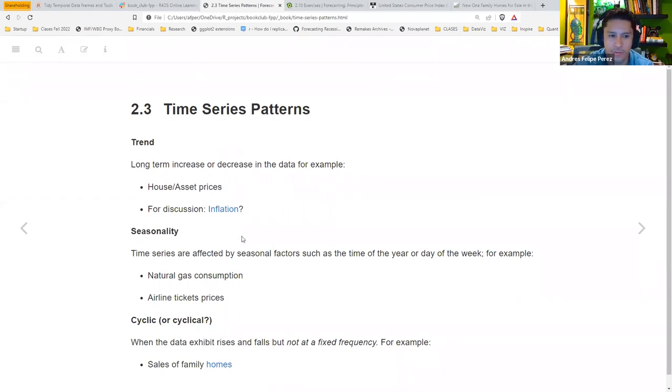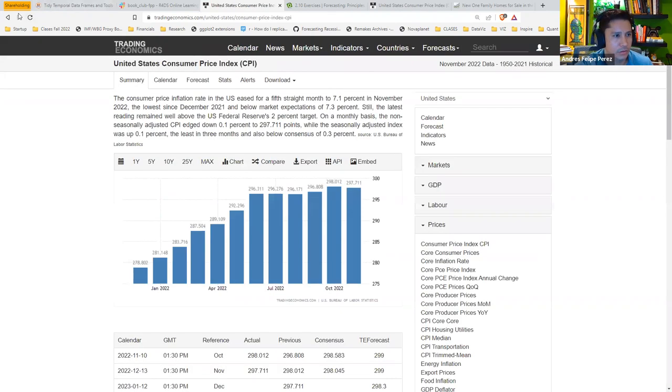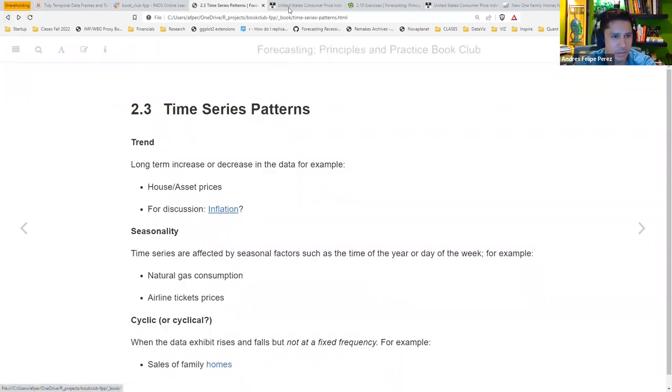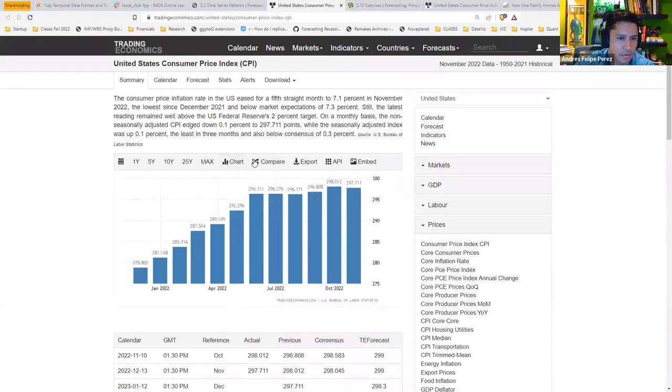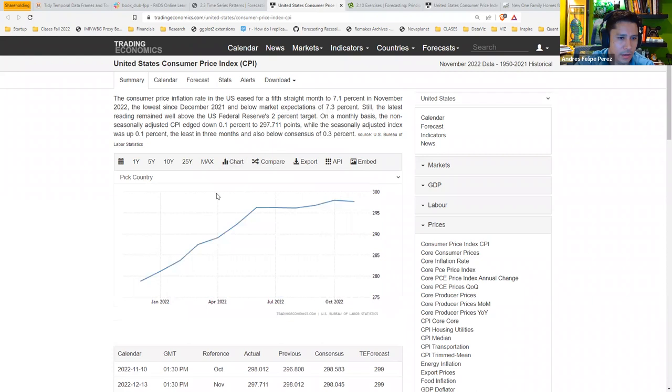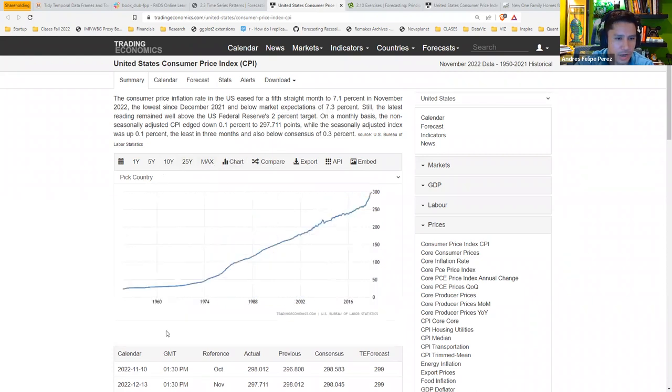I thought it would be interesting to talk about inflation, because I think it's one of the hottest topics right now. Not just here in the United States, but in Europe, it has skyrocketed. One could argue that it has peaked or not. But here's a chart of inflation in the United States since before the 60s.